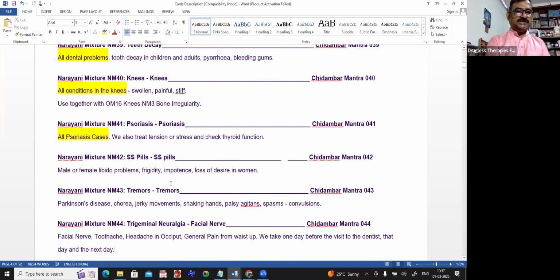You can say SS pills, these are for male and female libido problems, frigidity and impotence, loss of desire in women. So it can be used for that, which is called libido. You can even Google what it is. It is lack of interest in sex.